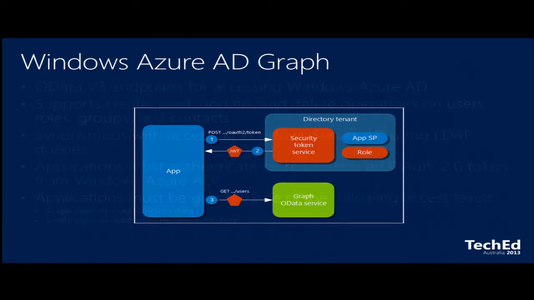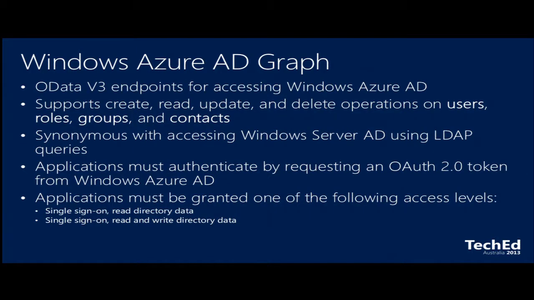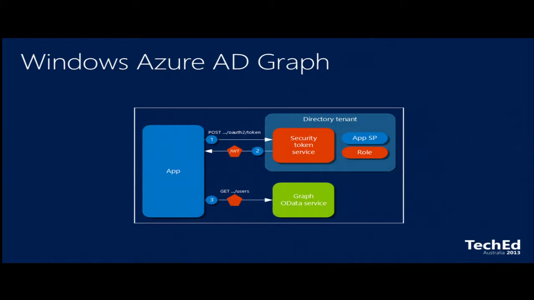Just before I move on to a couple of other slides, I mentioned a bit earlier that when you add an application to a Windows Azure AD tenant, you must specify an access level. Obviously, single sign-on is not sufficient to support this kind of scenario. An application must be registered with either read or read and write directory data access level. That's represented by this role here. It's assigned a particular role that grants that particular level of access.